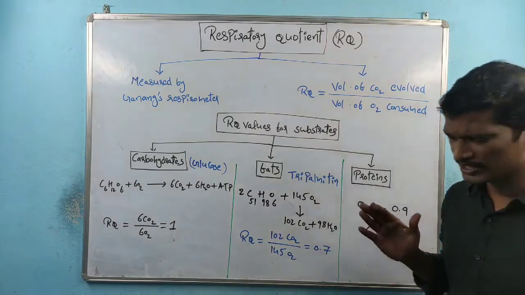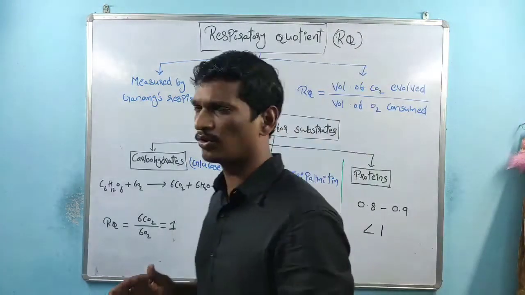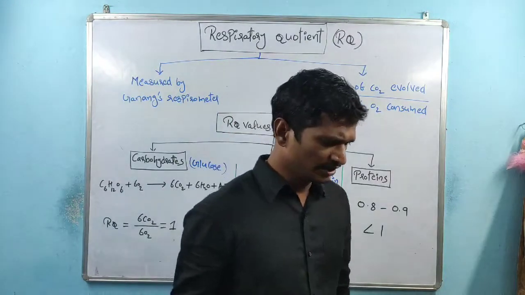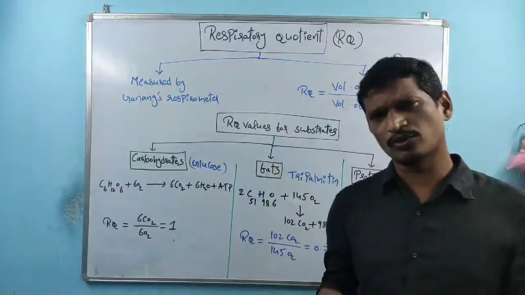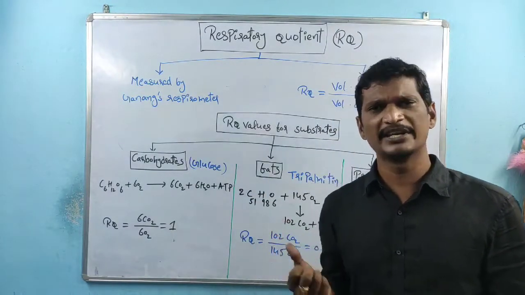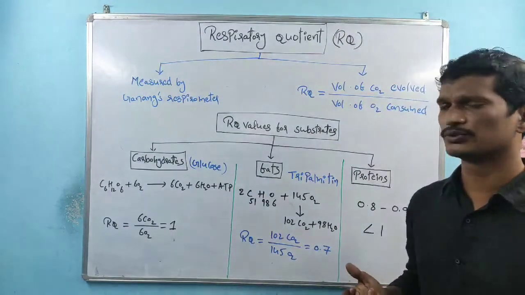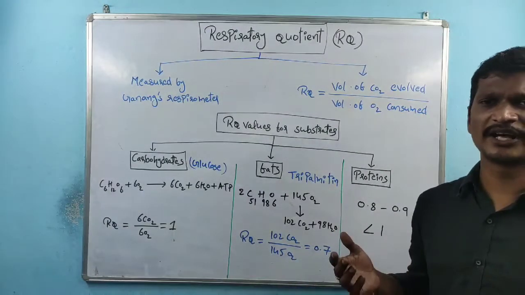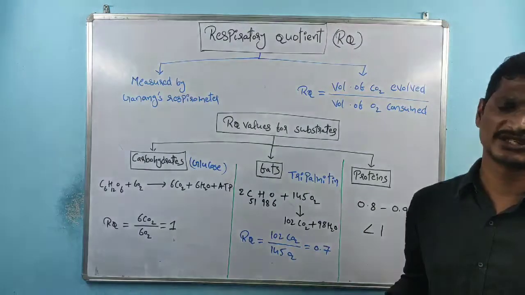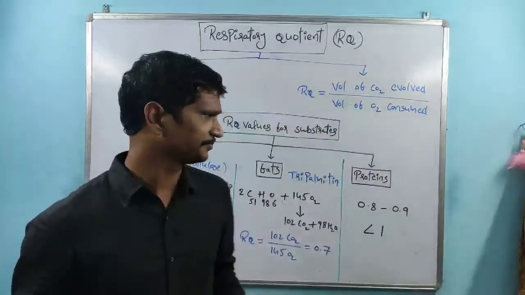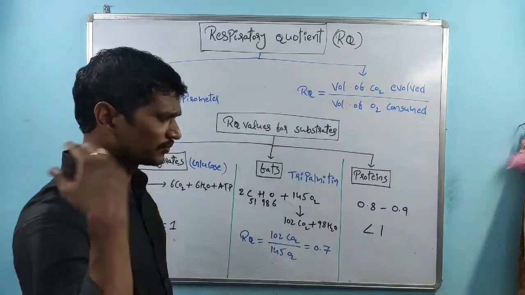So the value is called the RQ value. That one is also called the respiration coefficient value, right? Here we know we are eating carbohydrates, we are eating fats, we are eating proteins. These are the main sources. Then we have to discuss the respiration coefficient values for different substrates. So here, RQ values for the substrates.